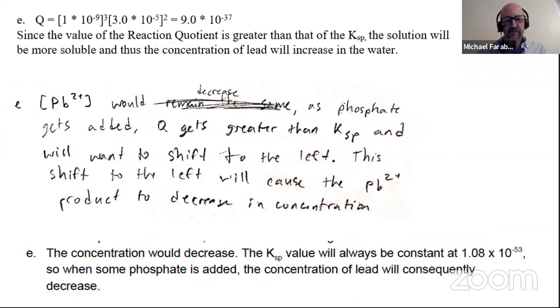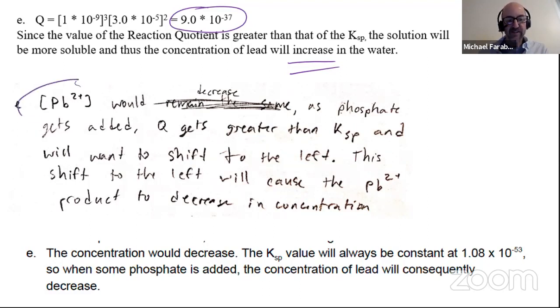All right. This is the right value that we're looking at, except they said the concentration of lead will increase. So they had the right idea for Q versus K, but they expressed the incorrect answer about what's going to happen to the concentration of lead.